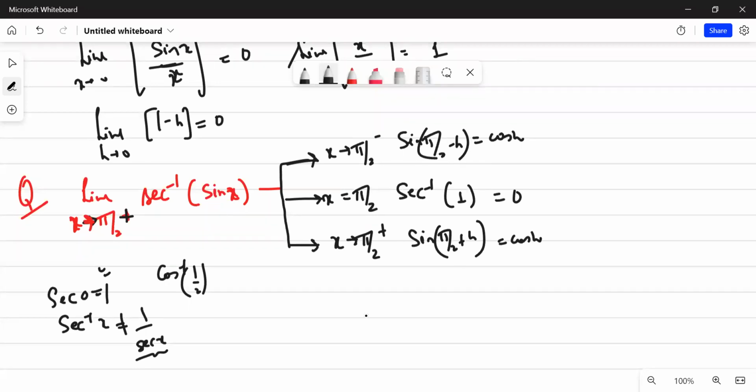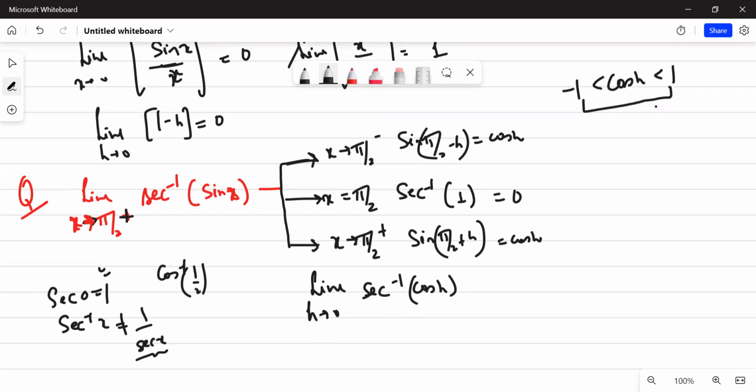Okay beta, now look, let us try to write this. h tends to 0. If we write it fully, we can write secant inverse of cosine h. And if you have taken your classes on trigonometry, you know that your cosine would always lie between -1 and +1. And even if it is tending to 0, look, cos 0 is 1.